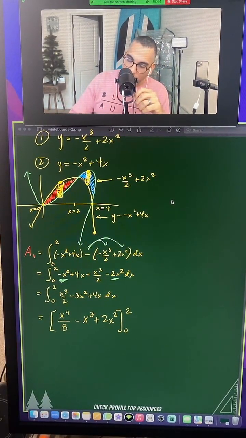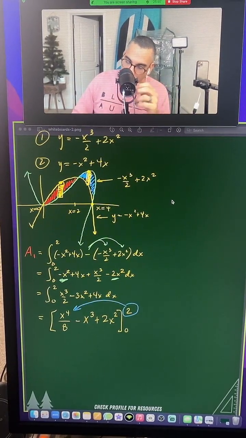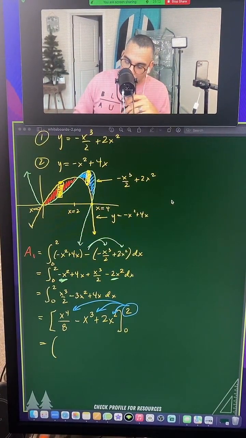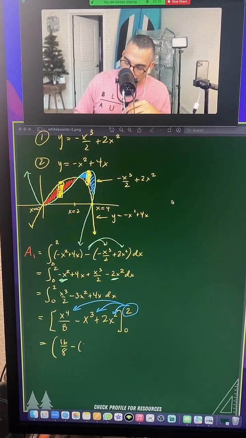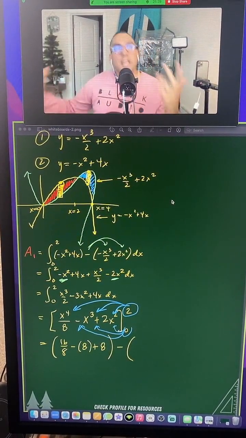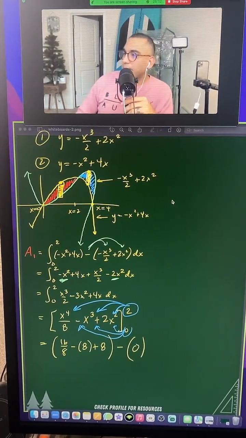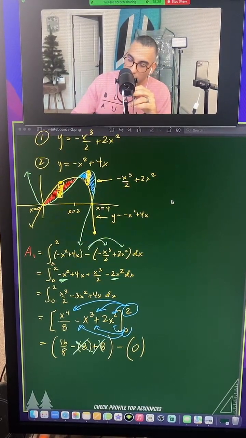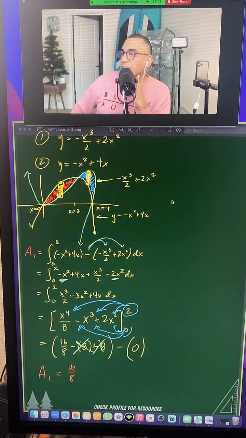Awesome. Okay. So now let's go ahead and combine or plug in the two. And Math nerd is going to make sure that I'm plugging in these things correctly. So this is going to be 2 to the 4th power. That's going to be 16 over 8 minus 8 plus 2 times 4, which is going to be 8. Minus, and now I'm going to plug in the 0 into everything. And what do you know? That's just a big fat 0. Cancel that out. Awesome. Okay, if you look in that first parentheses, the 8 and the 8 cancel out. So the only area that we really care about, area 1, is going to be 16 over 8.